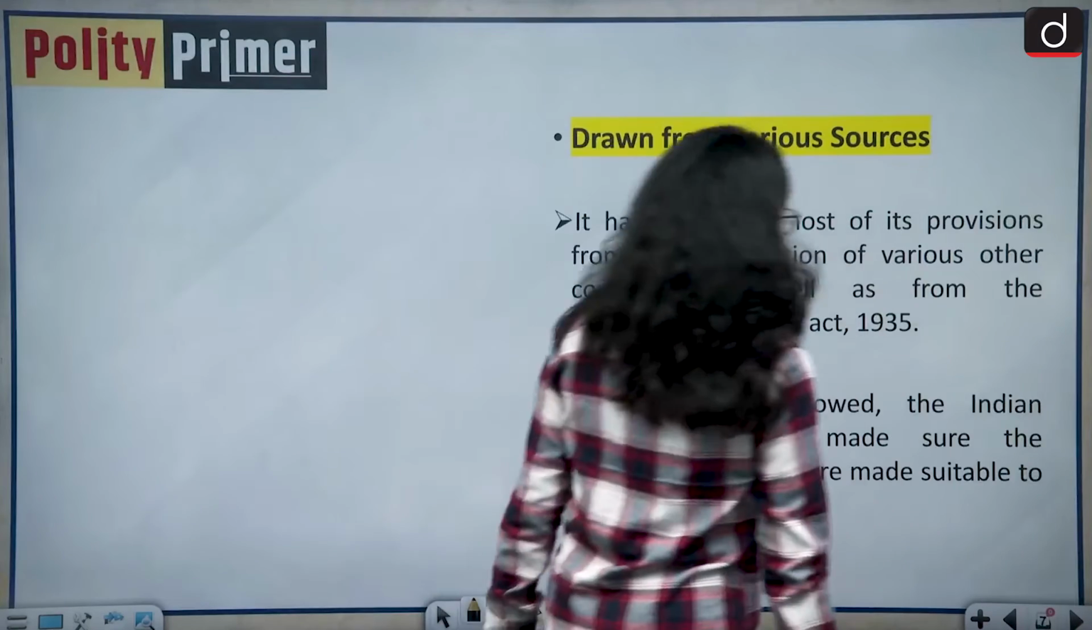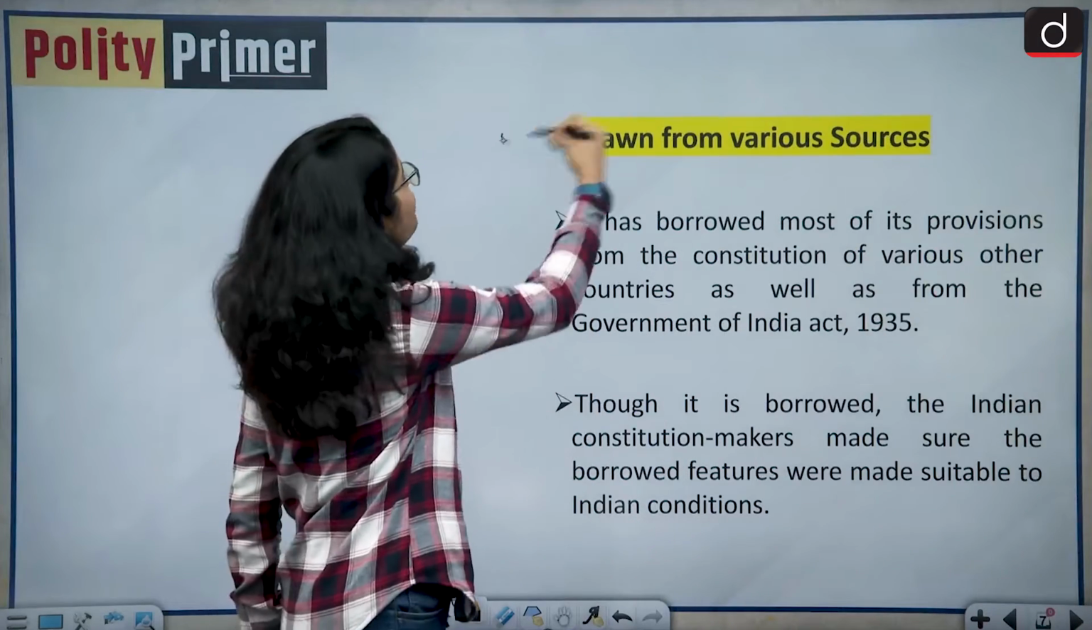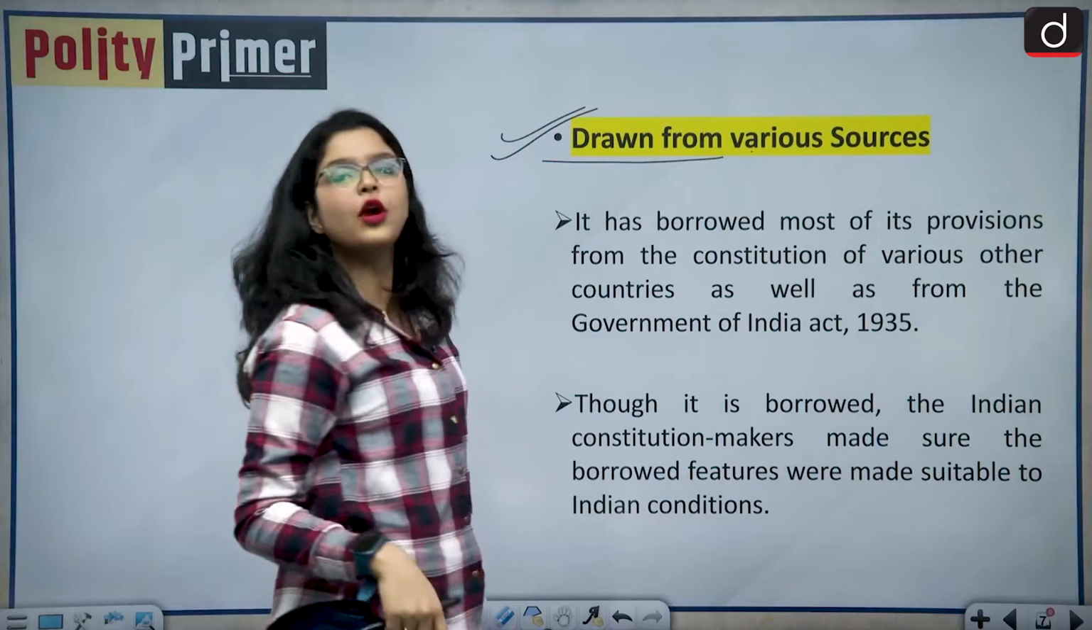Moving forward, another salient feature of our Indian constitution is the bag of borrowing, or it is drawn from various sources.